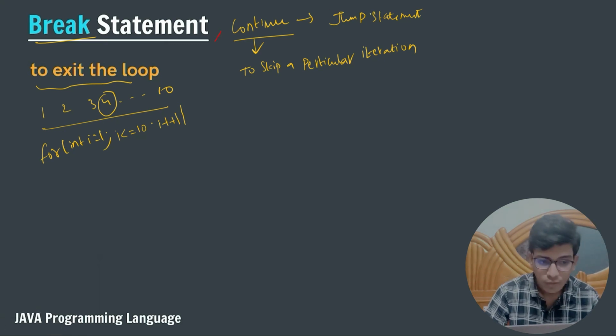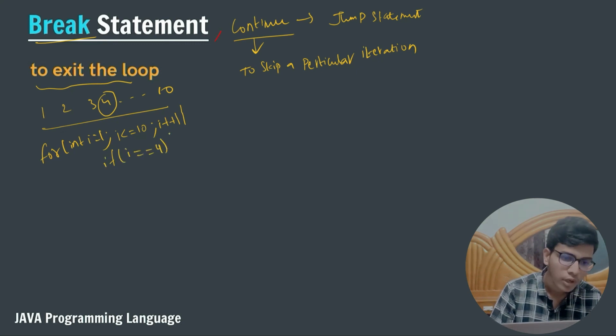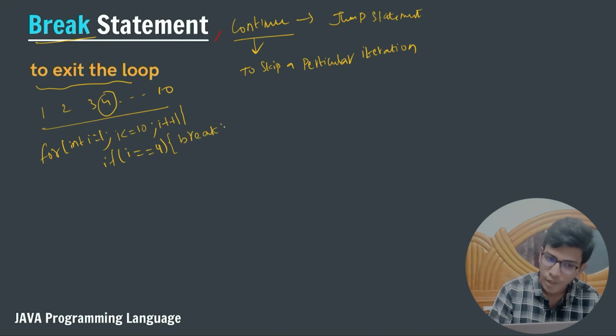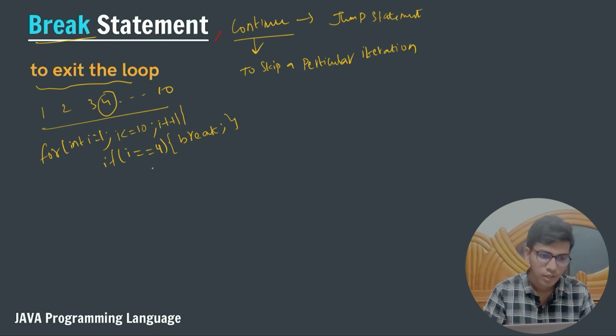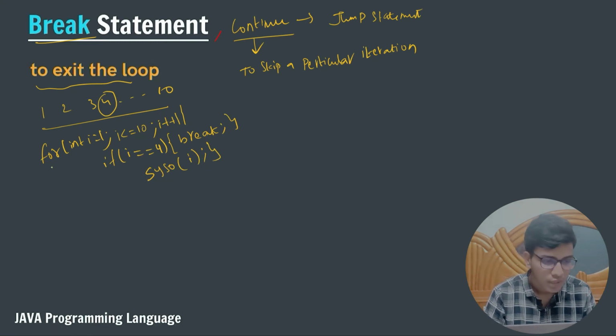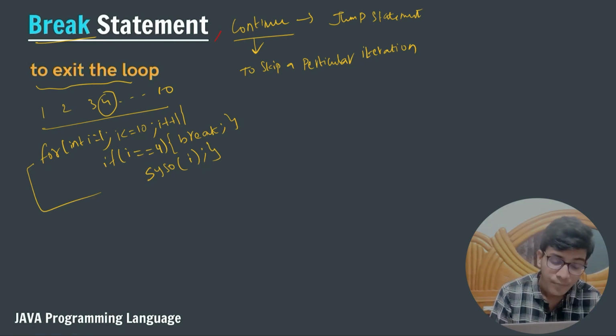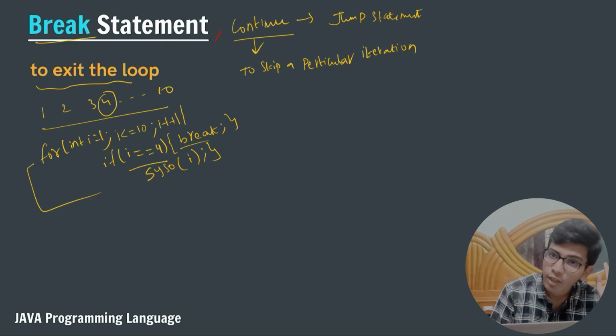So to do that, we'll write here in the for loop, if i is equal to 4, then we will just simply write the break keyword. That's all. Break statement terminated. And after that we are printing the i value. So this is how the loop for printing numbers from 1 to 10 will work. Now here, if i value is equal to 4, then we'll terminate the loop, right?